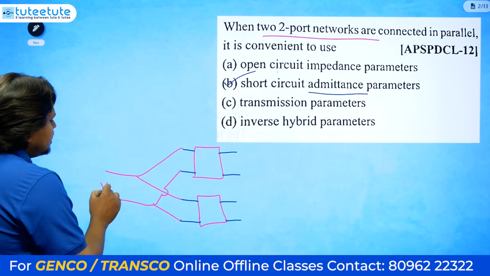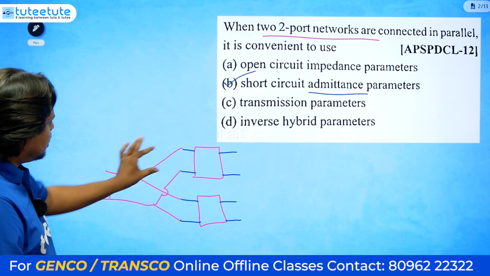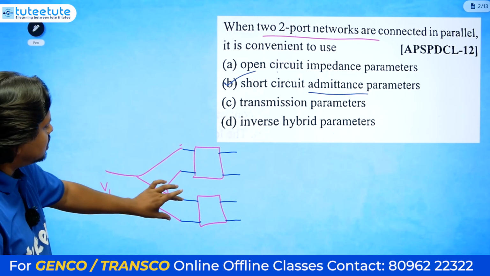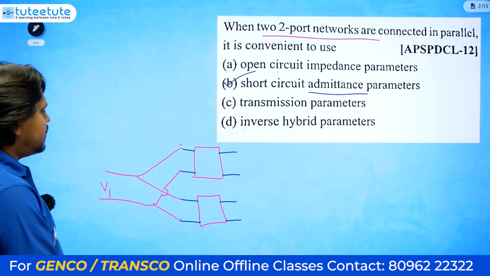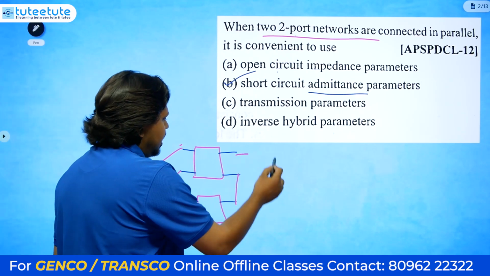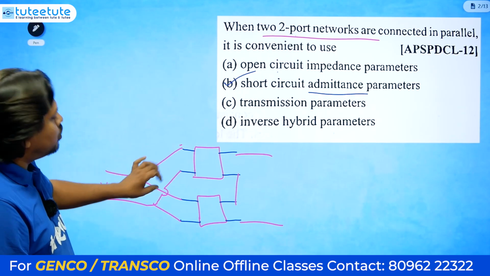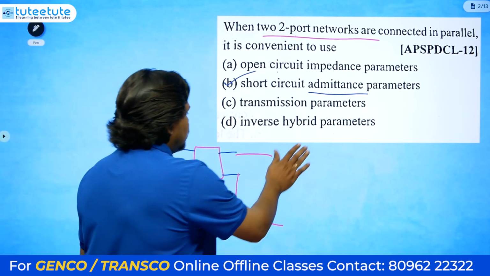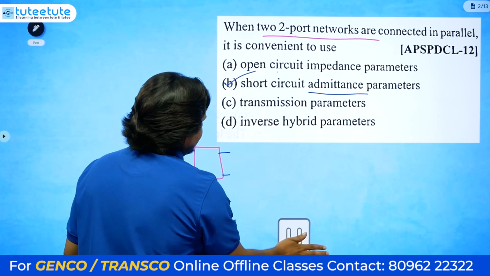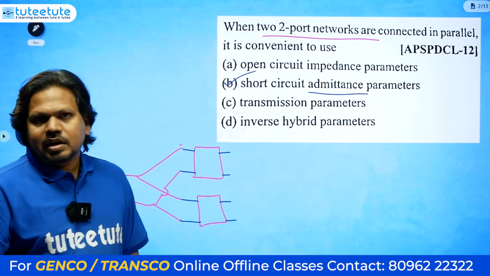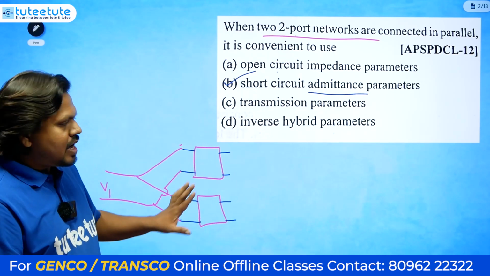Now if you consider this as one voltage, the voltage across these two terminals is V, and the voltage across these two terminals is V. Okay, so if they are connected like this and like this, it is not a complete parallel connection. This is only the input side connected in parallel, the output side is not, so we cannot consider this as a parallel connection of two port networks. This is not a parallel connection yet.